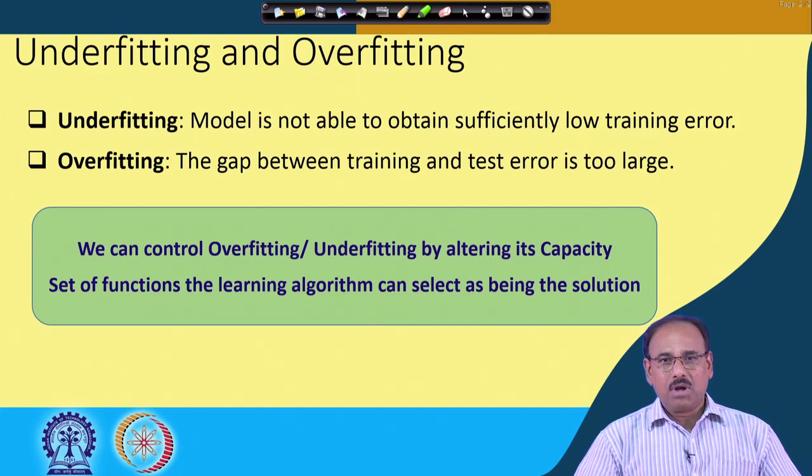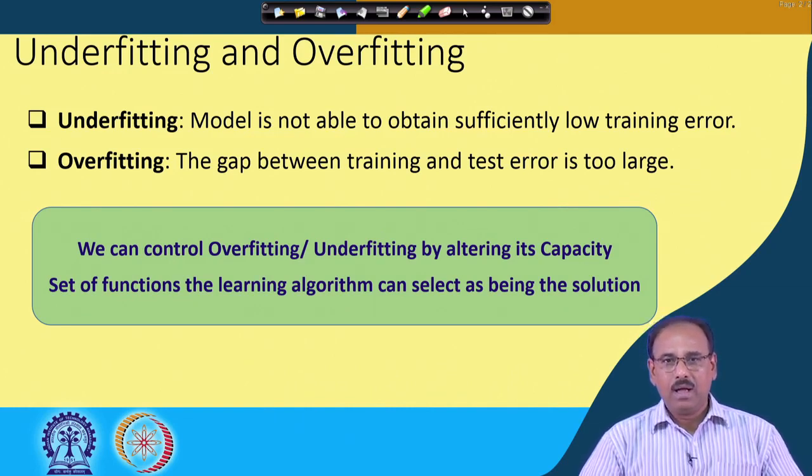So, these problems of overfitting or underfitting can be controlled by altering another property of the model, which is known as model capacity or capacity of the machine learning algorithm. And this capacity is nothing but a set of functions the learning algorithm can select as being the solution. So, we will just see after this, and you remember that all the problems that we have discussed till now, they are linear problems.